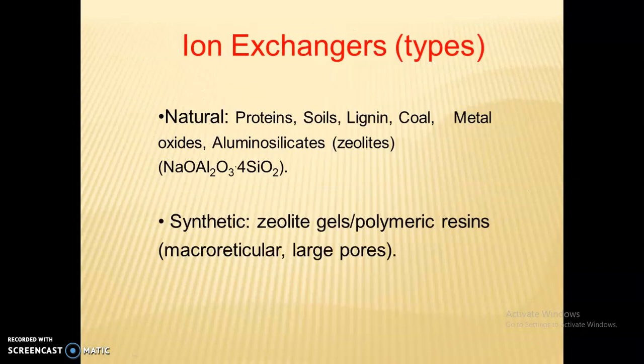On the basis of existence, these ion exchangers are classified into two: natural ion exchangers and synthetic ion exchangers. Natural ion exchangers are the ion exchange materials which exist in nature. Synthetic ones are substances such as zeolites which are human made.